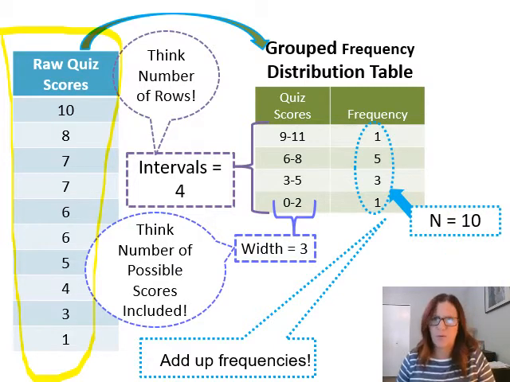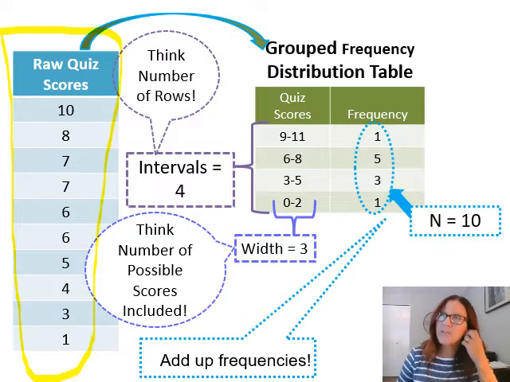How many rows do I want my table to be? That usually depends upon the type of data you have, how much difference there is between the upper score and the lower score. In this case, 4 intervals works just fine.